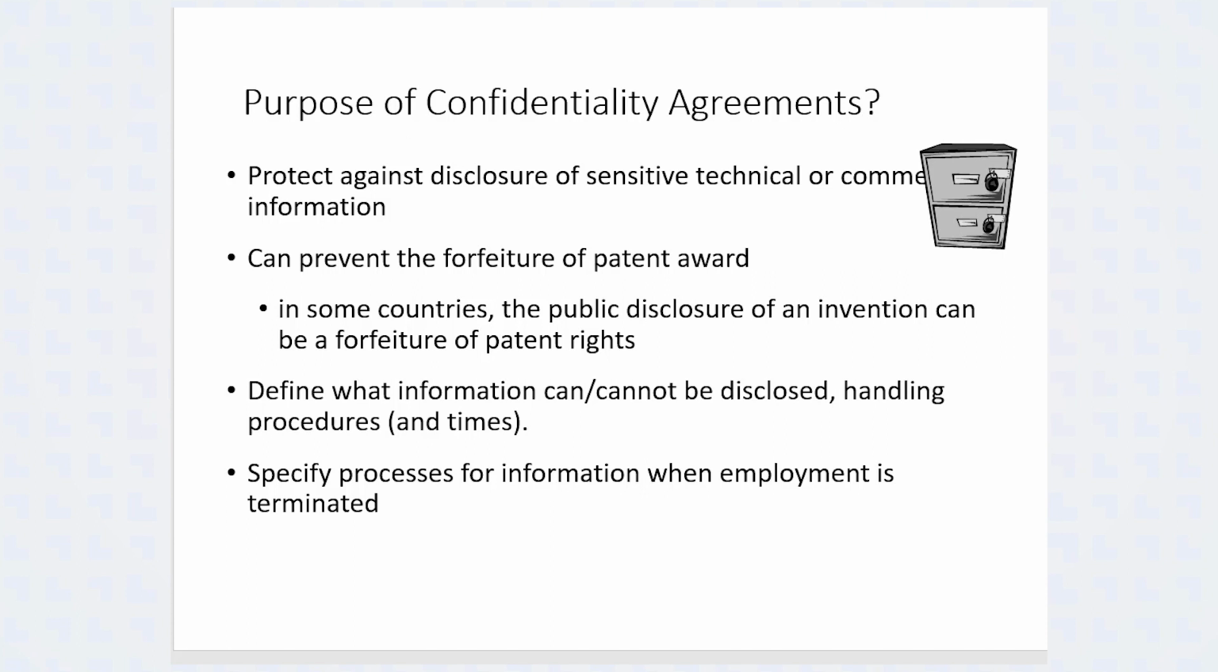It can prevent the forfeiture of a patent award. If you disclose the information, you can forfeit your patent rights. Very serious if you've spent a lot of money on R&D. So the confidentiality agreement will specify what information can or cannot be disclosed, any handling procedures, if you are required to return any information, and in what time frame. So we'll specify the processes for information when the employment is terminated.